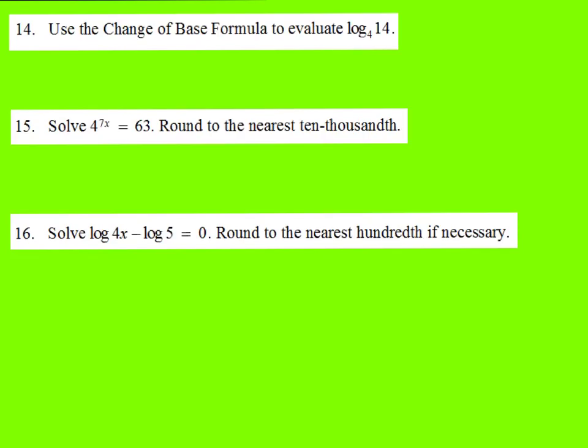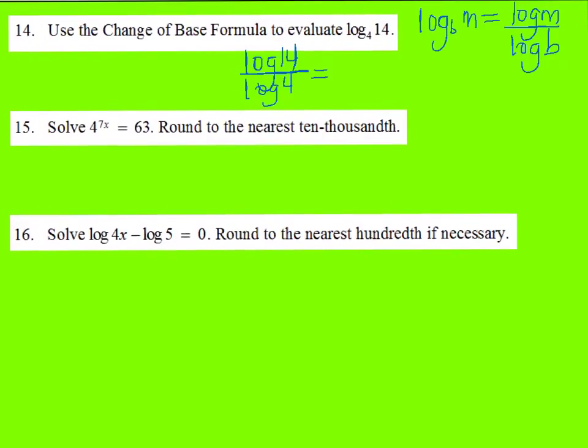Alright, let's look at number 14. 14 says use the change of base formula to evaluate. So what we do here, change of base formula says that if you have a log base b of m, you could rewrite it as log of m divided by log of b. So identifying our m and b here, this becomes log of 14 divided by log of 4. And when we put that in our calculator, we get 1.9037. And here I rounded that off to the nearest thousandth. Nope, I rounded off to the nearest 10,000th place.